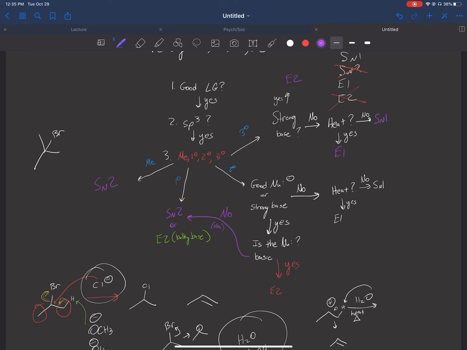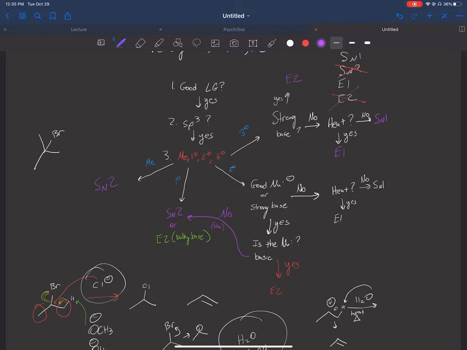Now you'll notice, solvent was not mentioned once in this chart. Not at all. That does not mean it doesn't affect anything here. The reason it's not included here is because its importance is overstated. All right? Solvents can push the reaction in a certain direction. It will not be the thing that decides it.